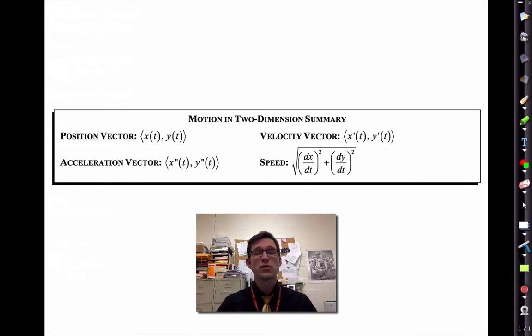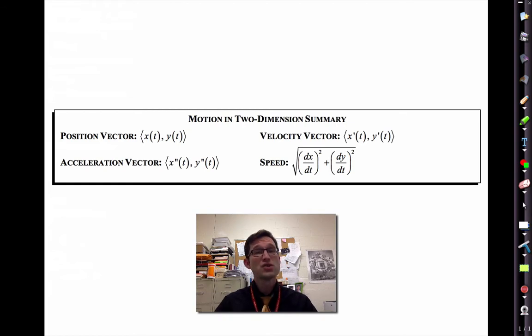So it's pretty easy, right? In one-dimensional motion, we had position, we had velocity, we had acceleration, we had speed. We still have all of those, except position, velocity, and acceleration are now all vectors. And it's simple enough, right? The position vector is just literally the x-coordinate, comma, y-coordinate. The velocity vector is the derivative of the x-coordinate, comma, the derivative of the y-coordinate. And the acceleration vector are the second derivatives, or the derivatives of the velocities, but it's kind of harder to write that in this notation.